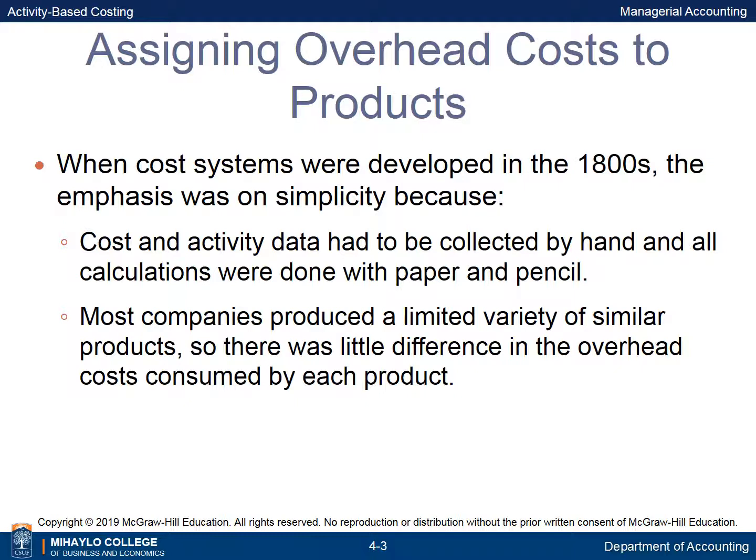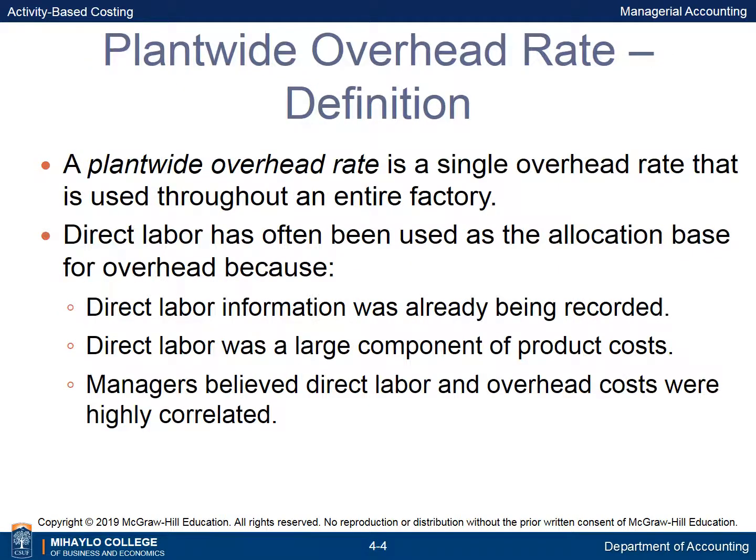2. Most companies produced a limited variety of similar products, so there was little difference in the overhead costs consumed by each product. In the interest of simplicity, companies often established a single overhead pool for an entire factory that used direct labor as the allocation base.